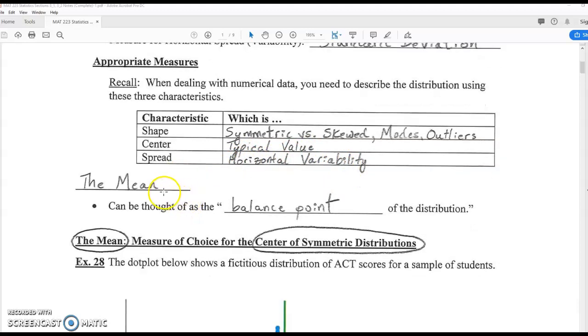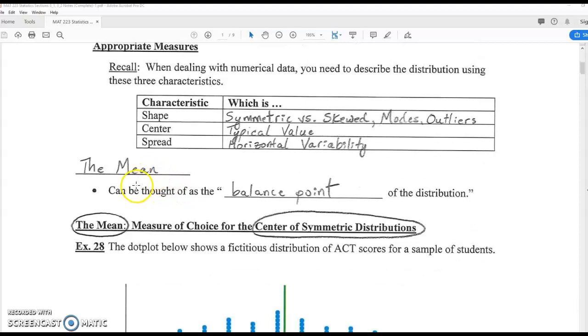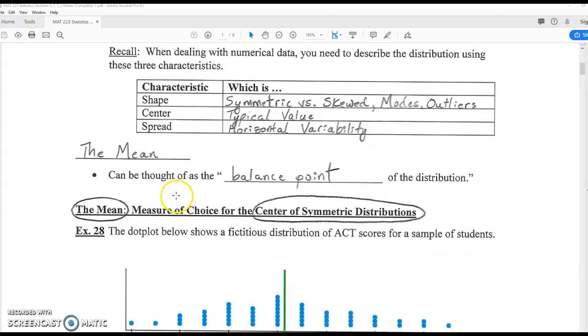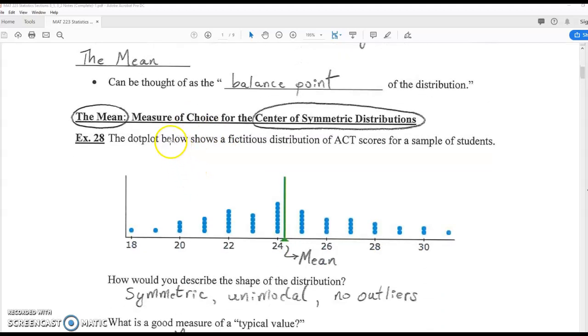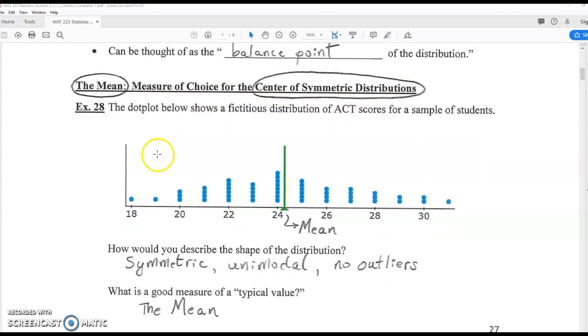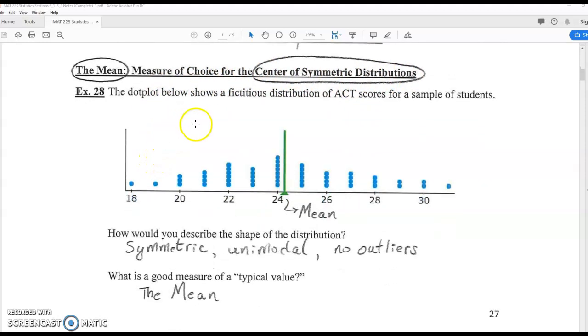Let's talk about the mean first, the measure for the center. This can be thought of as the balance point of the distribution. The mean is the measure of choice for the center of symmetric distributions. Example 28 is a dot plot, a fictitious distribution of ACT scores for a sample of students. I'm not computing the mean yet, I'm just showing you where it balances. There's a numerical computation for that we'll talk about in a second, but that's the mean.